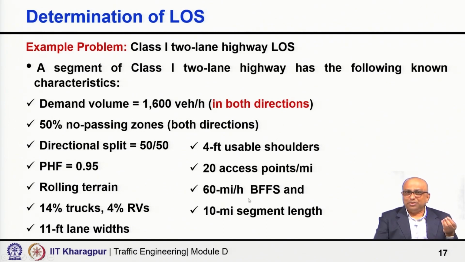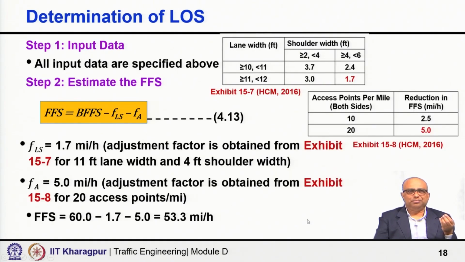What is the base free flow speed value? That is also given, and it is a 10-mile segment length. So, all inputs are given. The first step is to estimate the BFFS, and we straightaway use equation 4.13.